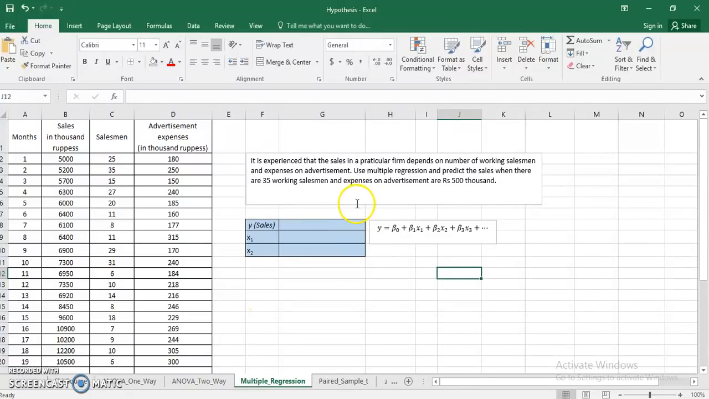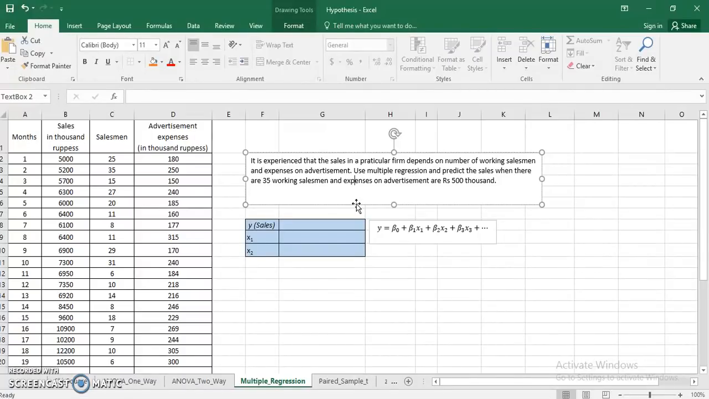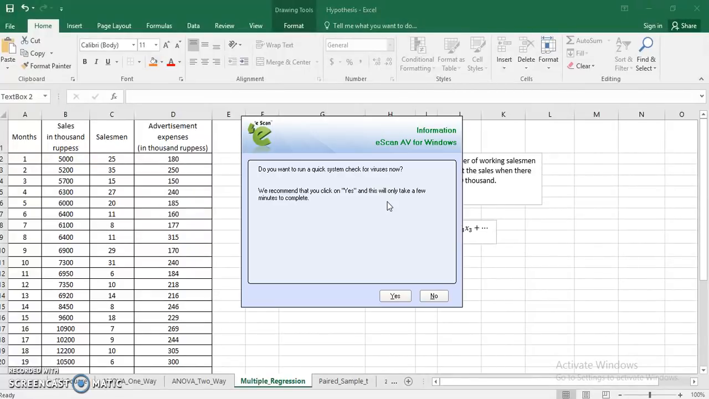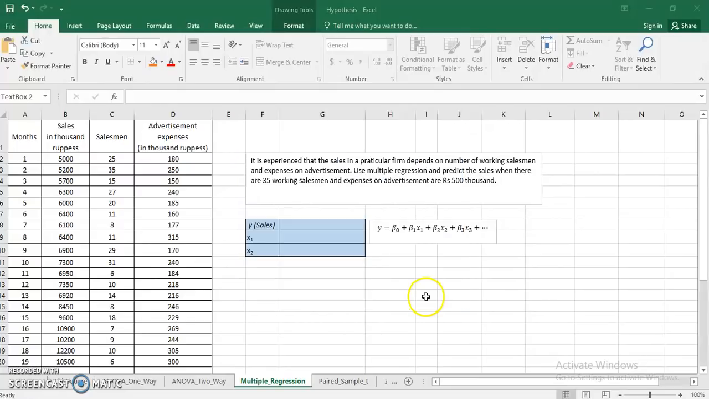So there is the problem right in front of you. I'll be skipping many concepts of multiple regression. I'll be coming up with another example in which I'll discuss the things absolutely in detail. But right now I'm going to discuss a very simple problem of multiple regression, a quick problem actually. And this is the problem right here.